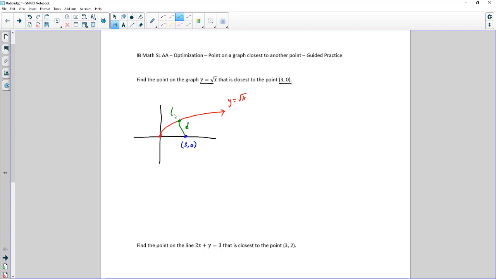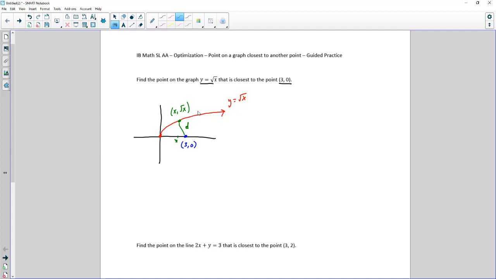So this is going to be like an x. Let's call this coordinate here x. If we plug this x value into this function, then the y value will just be root x. So this is the x value, this is the y value, which is this function here. So that's what's going to happen.